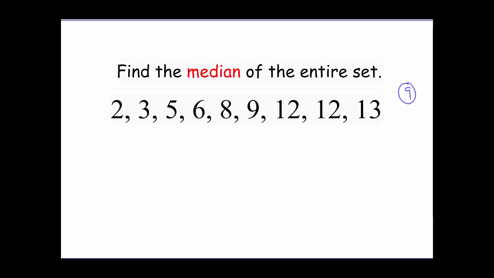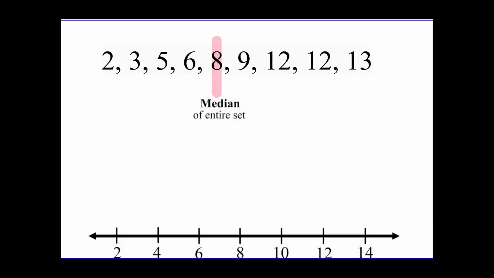One way to do this is to take the number of data points n, add 1, and then divide by 2, and that'll give us the exact middle term. So 9 plus 1 is 10. 10 divided by 2 is 5. So the fifth number should be the exact middle. We have 2 as the first term, second term, third term, fourth term, fifth term. So 8 is going to be our median. So 8 is the median of the entire set.